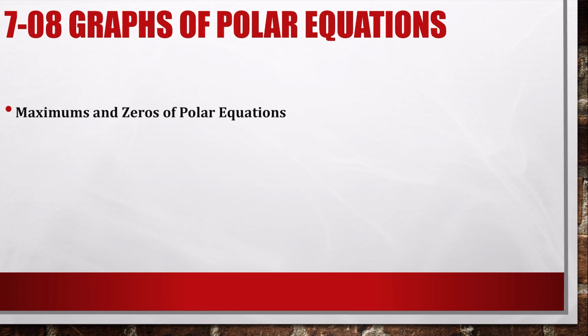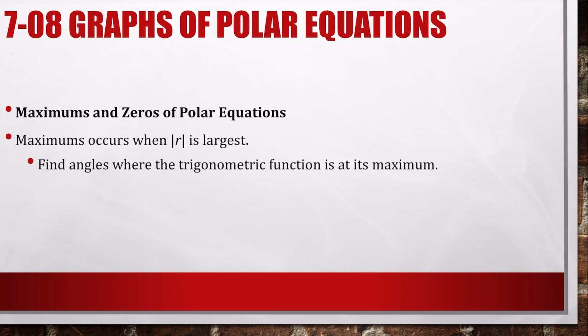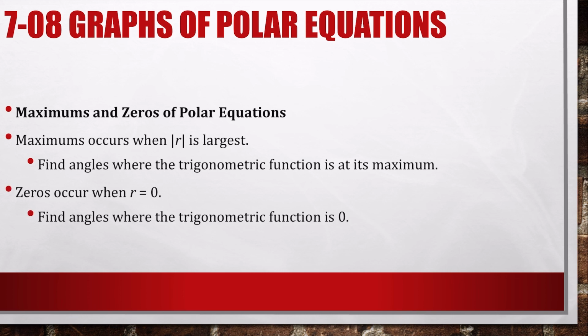Polar equations also have minimums, maximums, and zeros. The maximums occur when the radius is the largest. And so we're talking both furthest from 0, so its absolute value of r is largest. So for that, you find the angles where the trigonometric function would be at its maximum. The zeros occur when the radius is 0, so you'd find places where the trig function is 0.